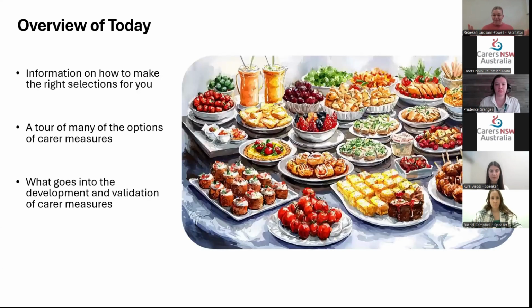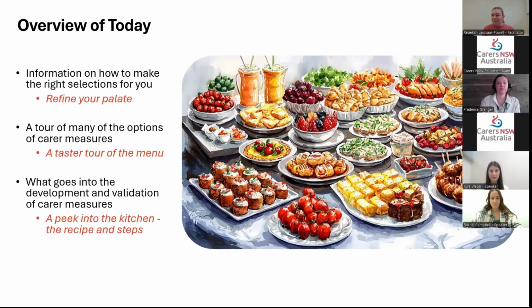I thought that this lends itself a bit to thinking about a buffet. We want to take you on a tour of a buffet where, to start off with, I'm going to give you some tips and strategies and things to think about to refine your palate on making the right choices for you. Next, I'm going to give you a taster tour of the menu of choices of different outcome measures related to carers. And then myself and Kira and Rachel are going to give you a peek into the kitchen of how you actually make a measure, and the recipe and the steps.